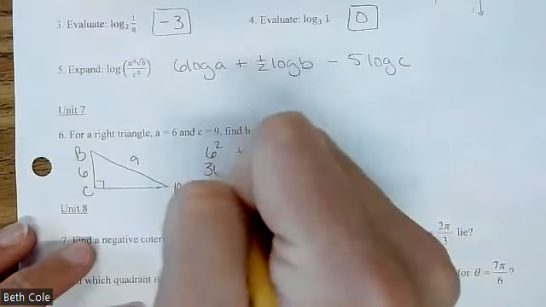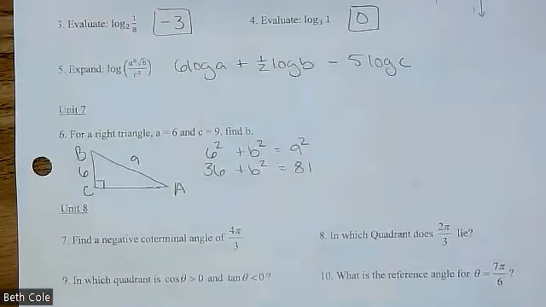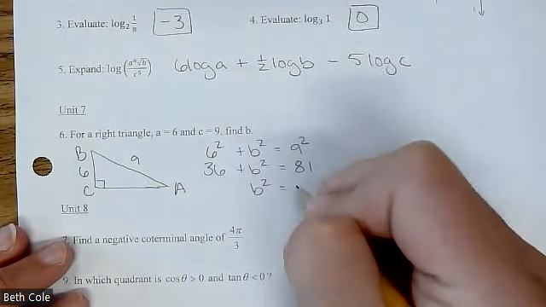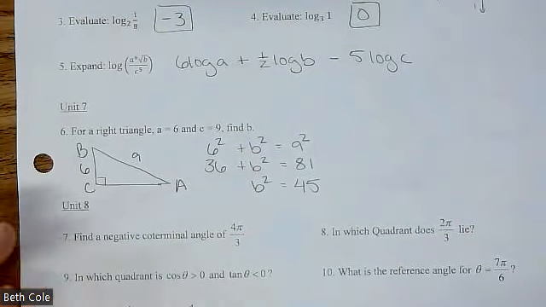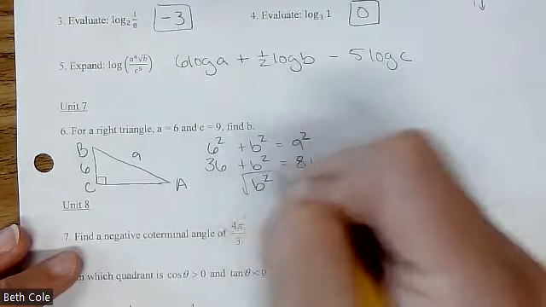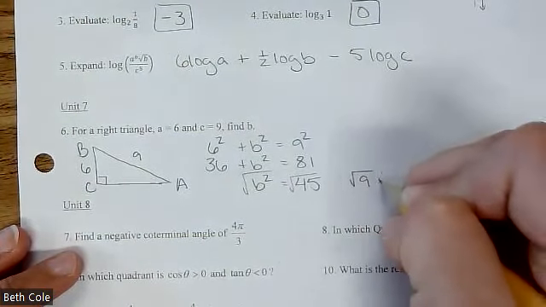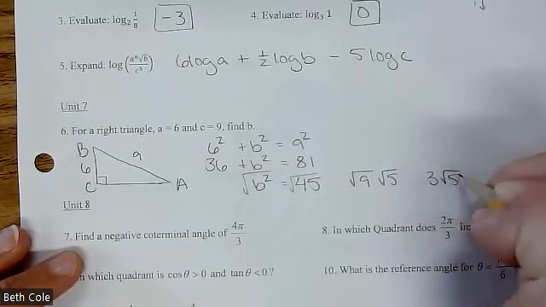So this would be, I've got a bunch of you who are done with this already. 36 plus B squared equals 81. And then subtract the 36. So what is that going to be? 45. All right. Is that going to split? Yes, it would be 9 and 5. So 3 square root of 5.